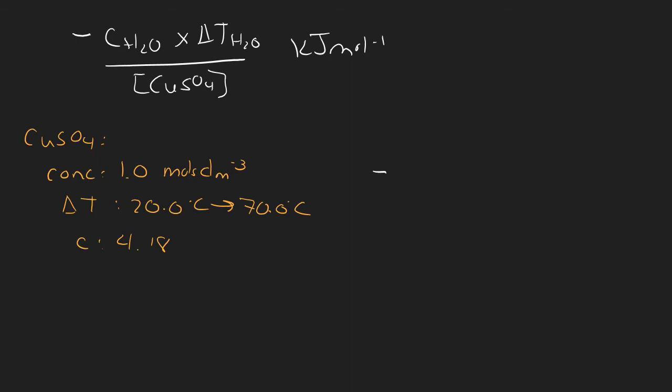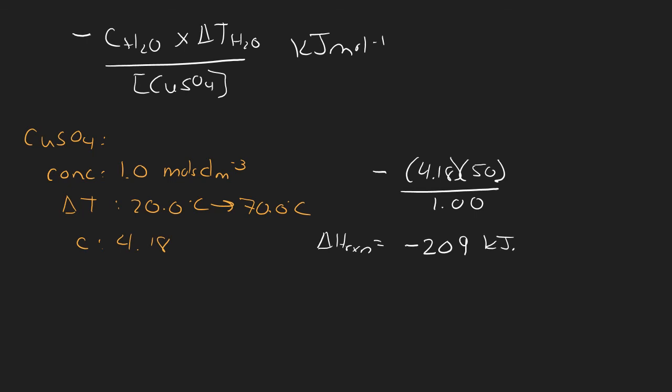So go through and plug in. The negative specific heat of water, 4.18, times the temperature change, final minus initial, 70 minus 20, gives us 50, divided by the concentration. We get the delta H of our reaction is negative 209 kilojoules per mole. It is an exothermic reaction because that is all that was given to us.